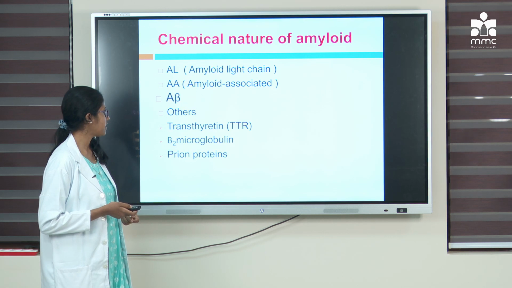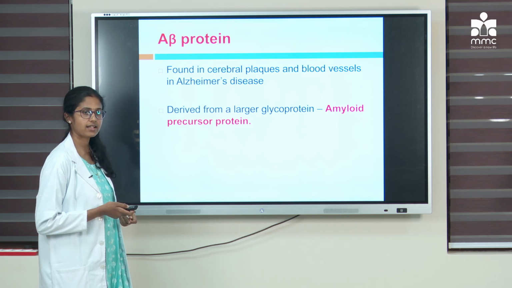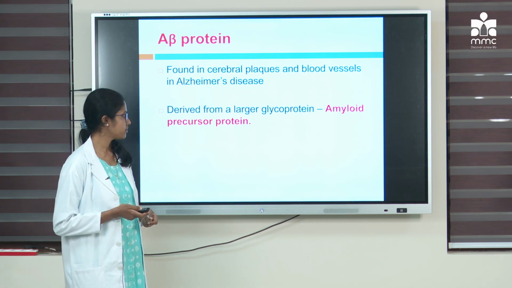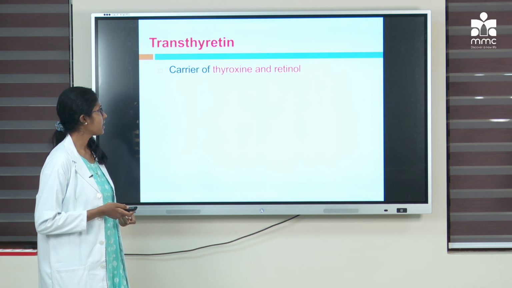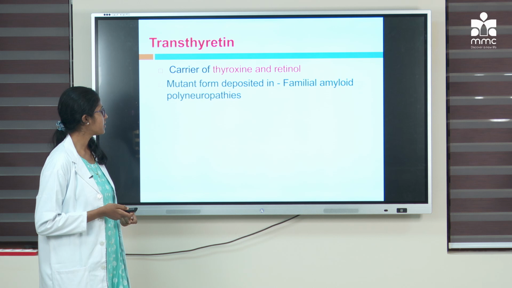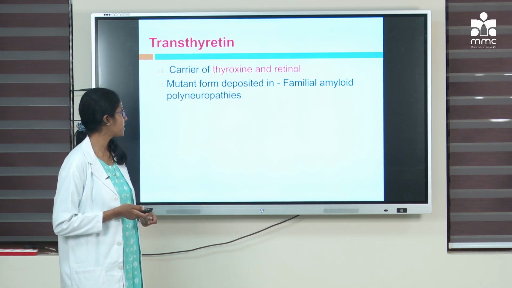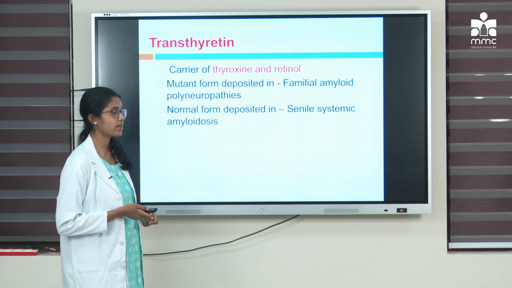Coming to A beta, A beta is found in the cerebral plaques and blood vessels in Alzheimer's disease and it is derived from a larger glycoprotein, amyloid precursor protein. Transthyretin is a carrier of thyroxine and retinol. Its mutant form is deposited in familial amyloidotic polyneuropathy. The normal form is deposited in senile systemic amyloidosis.